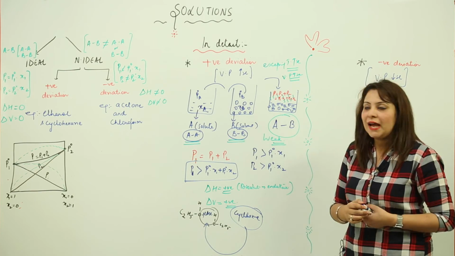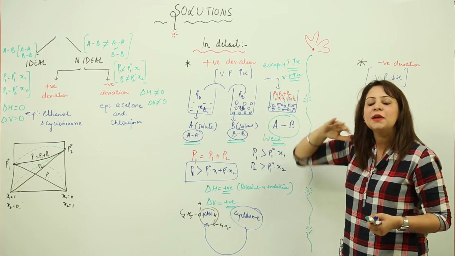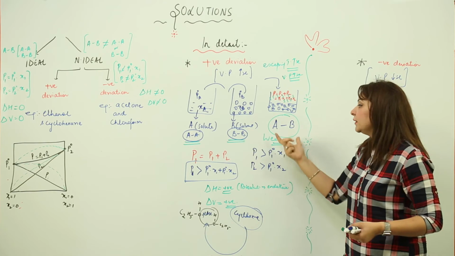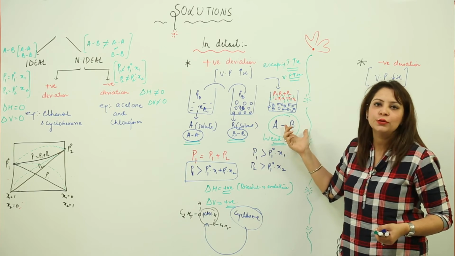The main points are that the vapor pressure is increasing and the escaping tendency is increasing. The reason behind this is the weaker force of attraction between the solute and the solvent.